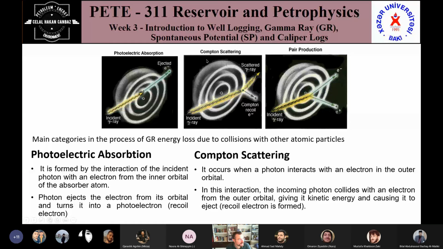Okay, and the gamma ray source is based on this actually. The gamma energy is lost, and these are the main categories in the process of gamma energy loss due to collisions with other atomic particles. Okay.